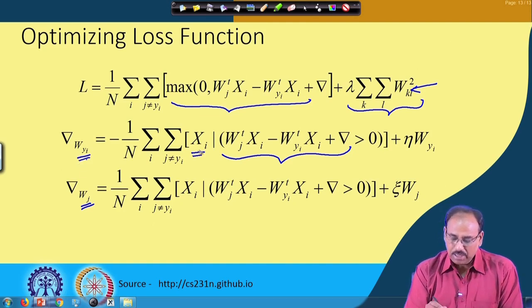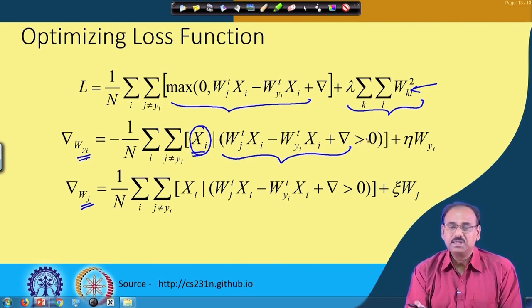So, this gradient only takes the sum of all those training vectors xi for which Wj transpose xi minus Wi transpose xi plus delta is greater than 0. That means these xi lead to an error. Plus, if you take the gradient of the regularization term, it will be twice lambda times Wi. Here it is written with respect to another constant, say eta times Wi.